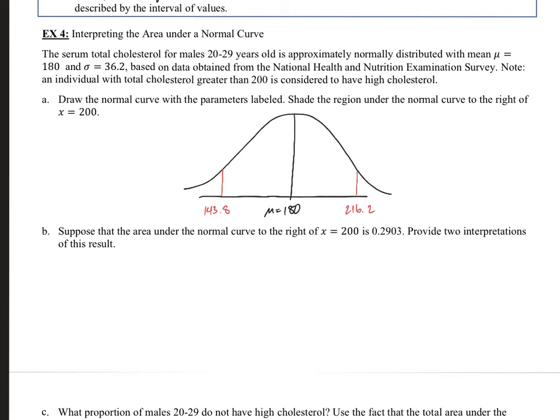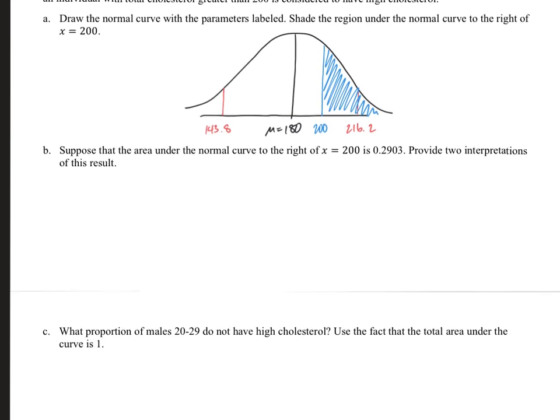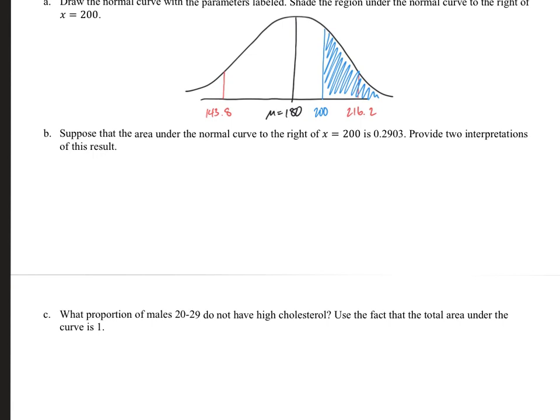So what are we trying to find? We are trying to find the area, or shading in the area to the right of 200, which we're going to guesstimate here is about here. So we're trying to find this area here. Suppose that the area under the normal curve to the right of 200 is 0.2903. Okay, actually, sorry, we're given that area. We're not finding it yet. We'll actually find that area, or practice finding it, in 7.2. So we're given that this area is 0.2903.